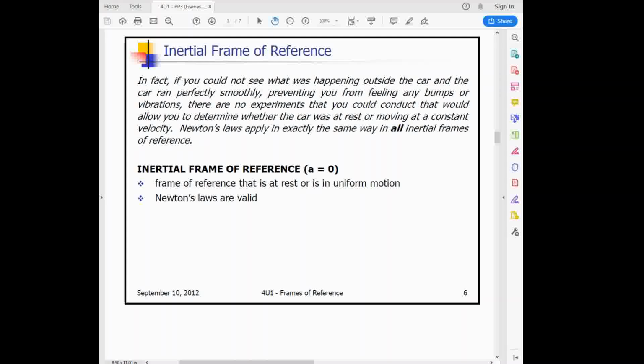So if the car accelerates, the frame of reference is no longer inertial. It's now non-inertial, and Newton's laws would not apply. But in a frame of reference that is inertial, Newton's laws do apply. So I'd like you to copy down this definition for inertial frame of reference. It occurs when the acceleration is equal to 0, and we know that Newton's laws are valid in an inertial frame of reference.